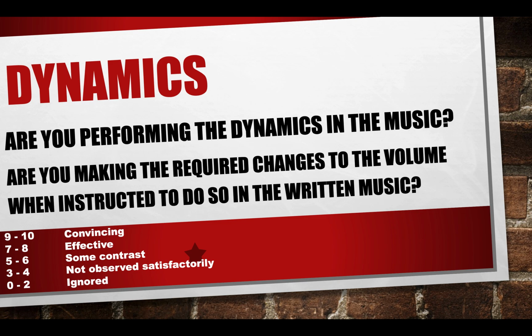So 0 to 2 would mean that you ignore the dynamic markings and you don't play the correct volume or the volume changes. 3 to 4, not observed satisfactorily. 5 to 6, some contrast. 7 to 8, effective contrast. And 9 to 10, a very convincing dynamic contrast based on what's written in the music.